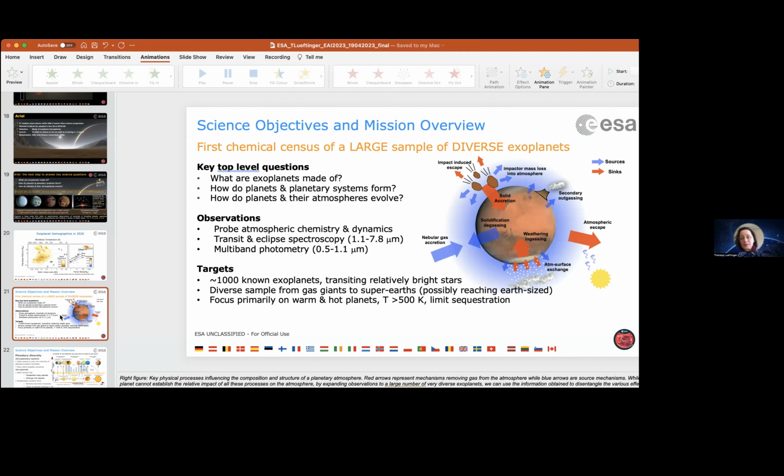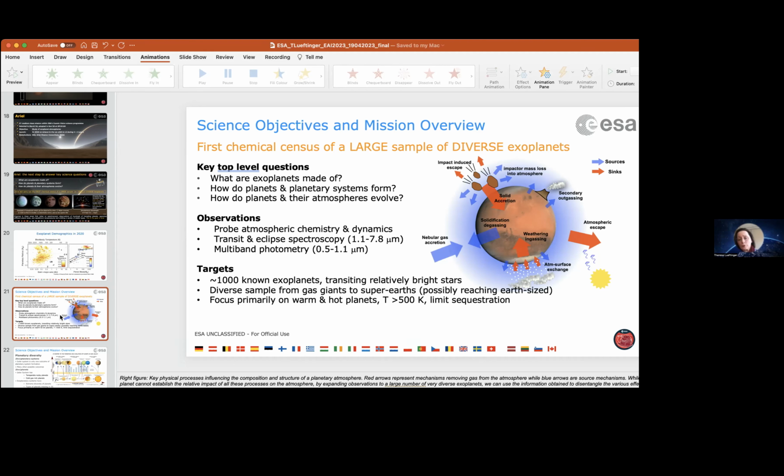The key top-level science questions I mentioned already. We want to find out what exoplanets are made of, how they form and how they evolve, and how the atmospheres actually evolve in the end as well. To also learn about the Earth and solar system history, of course. The observations will be carried out in a way to probe atmospheric chemistry and dynamics. We're going to do transit and eclipse spectroscopy between 1.1 and 7.8 micrometers, and also multiband photometry for the transit observations in 0.5 to 1.1 micrometers.